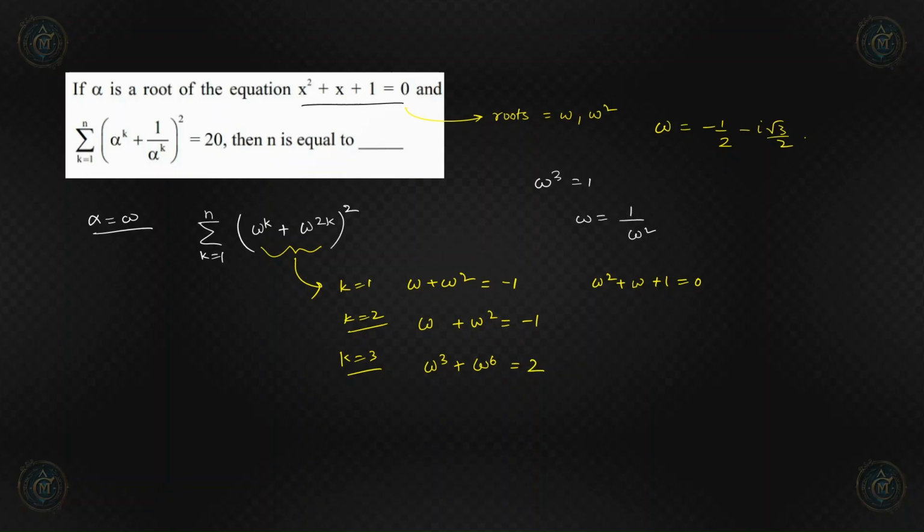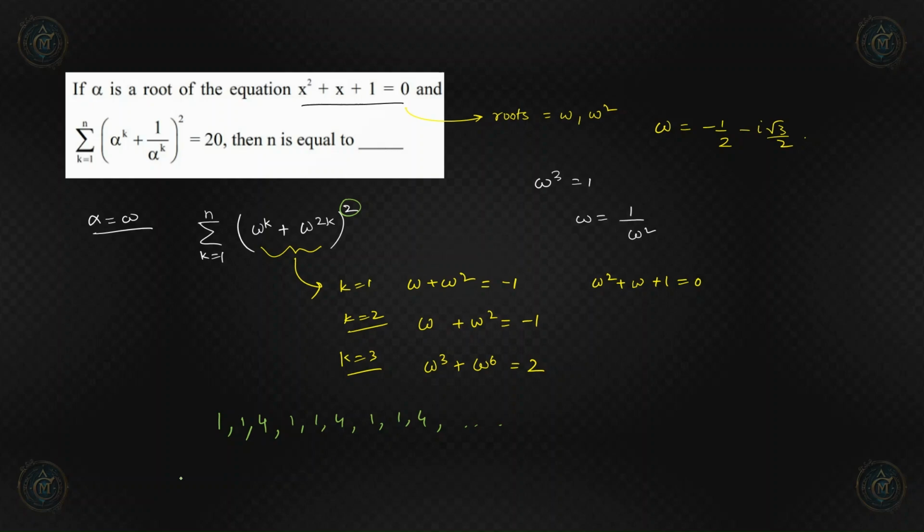Now we can see easily that this pattern gets repeated over a cycle of 3. Okay, so for k equal to 4 it will be again minus 1, k equal to 5 it will again be minus 1, and k equal to 6 it will again be 2. That means the pattern of this term, if we consider this whole square here, will be minus 1 whole square, that means 1, then 1, then 2 square, that means 4. Okay, then again 1, 1, 4, then again 1, 1, 4. Okay, like this will go up to infinity.